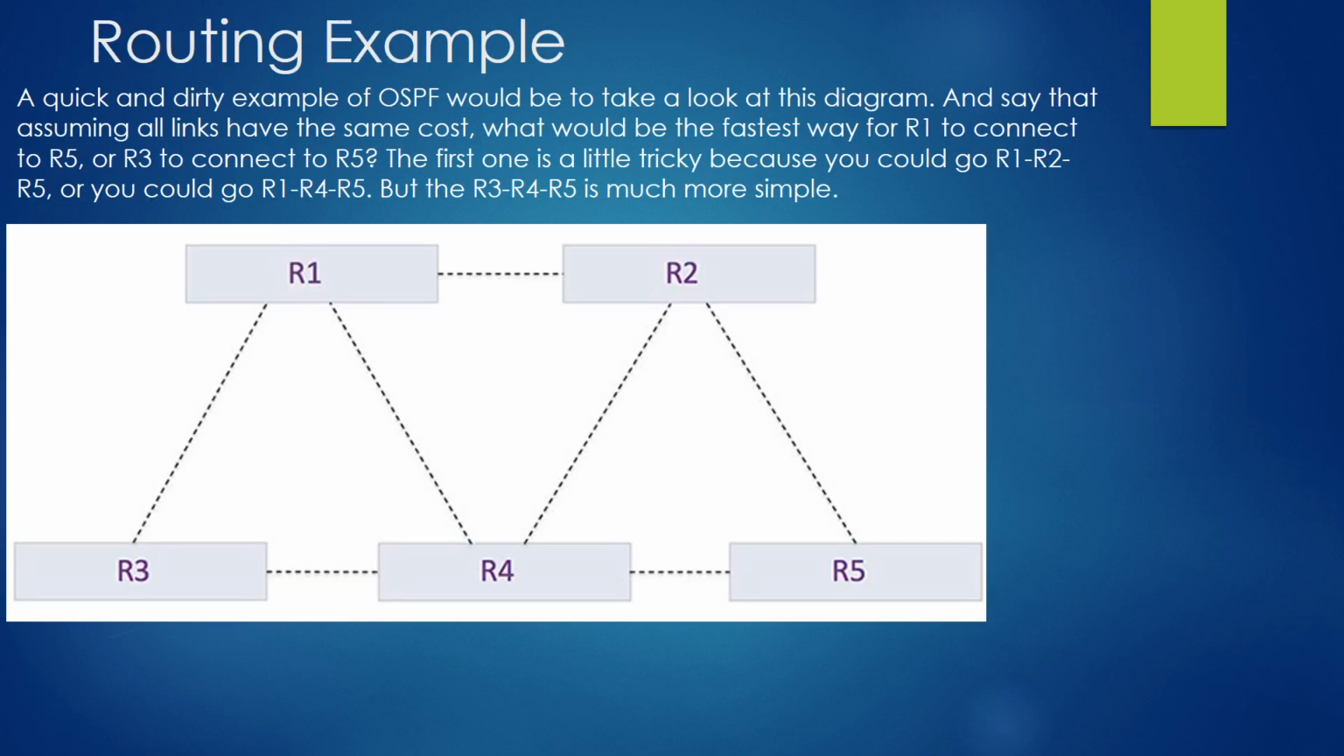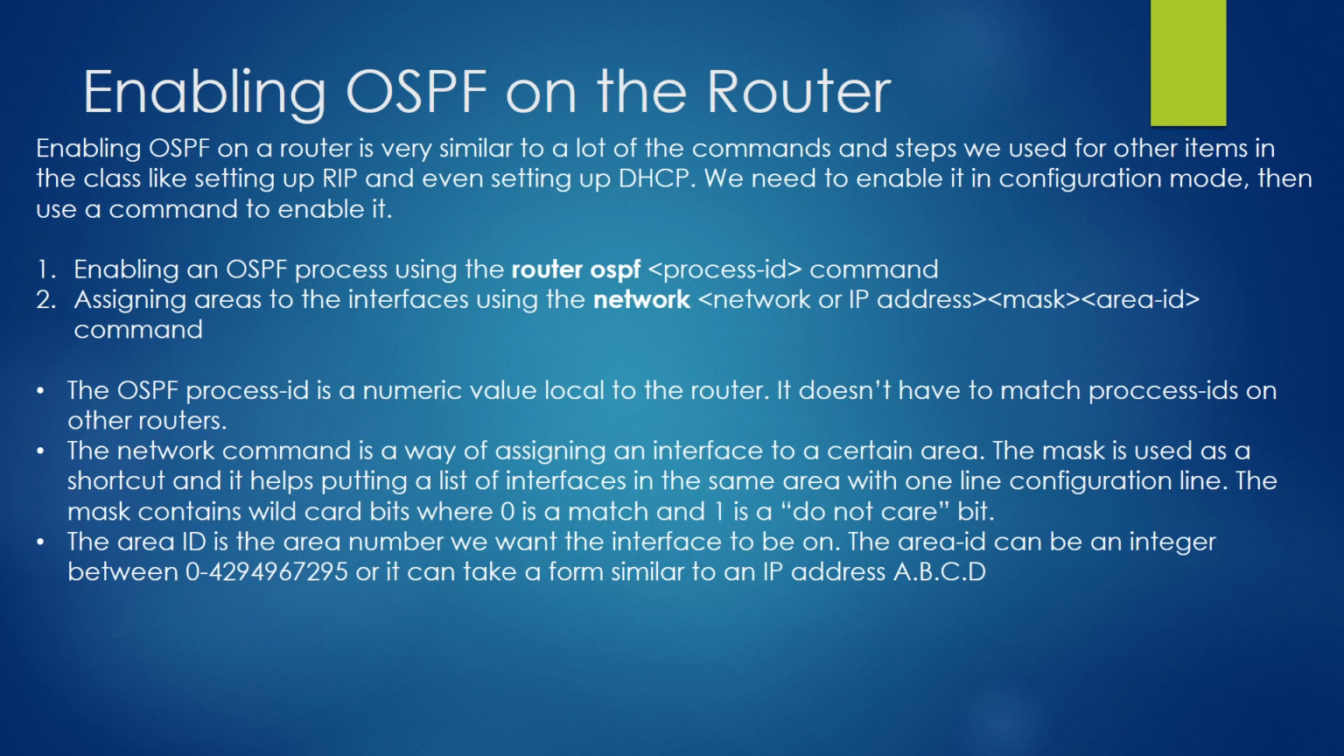Routing example. A quick and dirty example of OSPF would be to take a look at this diagram and say that, assuming all links have the same cost, what would be the fastest way for R1 to connect to R5, or for R3 to connect to R5? The first one is a little tricky because you could go from R1 to R2 to R5, or you could go R1 to R4 to R5. But the second one, the R3 to R4 to R5, is a much simpler route.